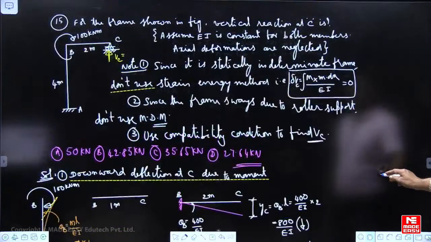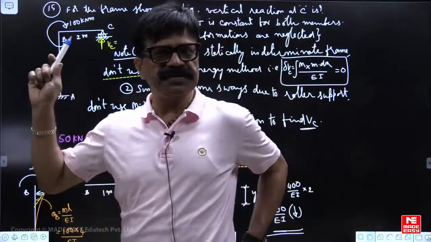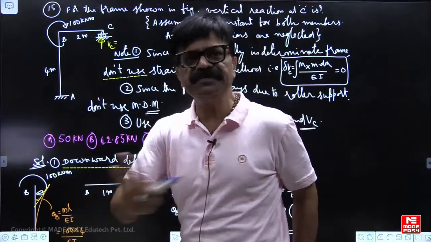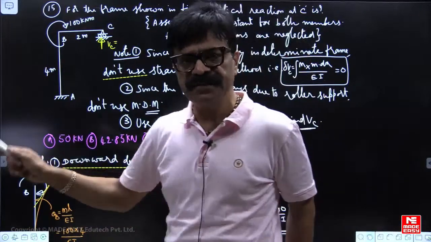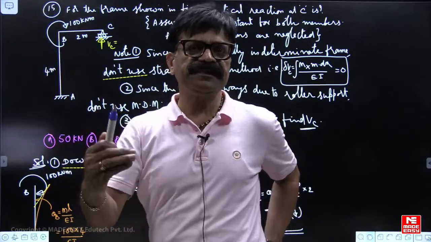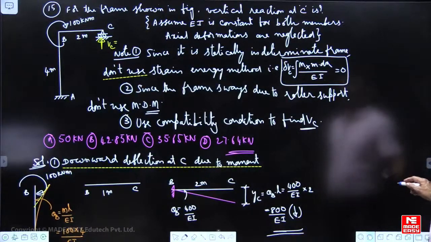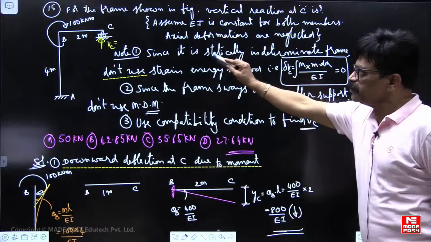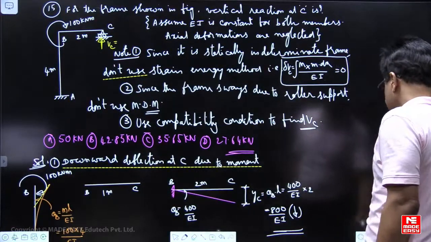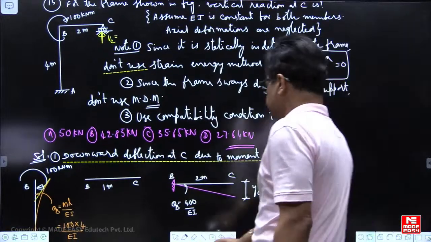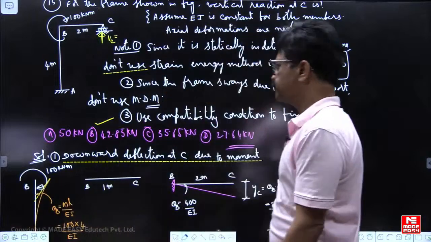If you know why we should not use the strain energy method or MDM, 50% of the problem is solved. Next deflection, this now becomes a strength of materials problem. Means compatibility condition, if you use it, quickly you will complete. So which we should not use, which we have to use, you should have an idea for such problems. So 42.85 is, B is the option.